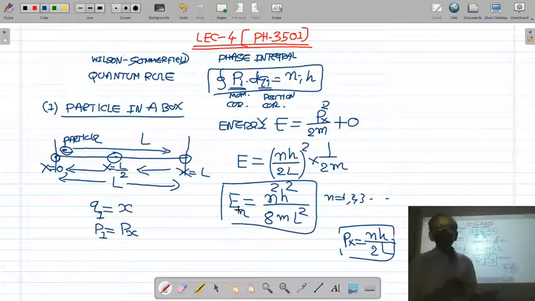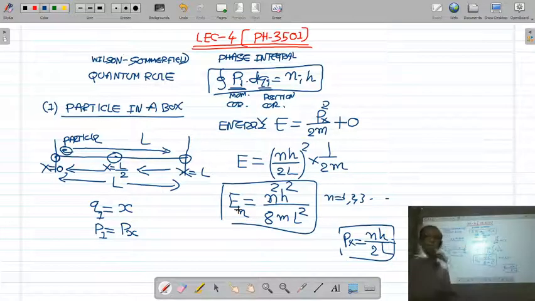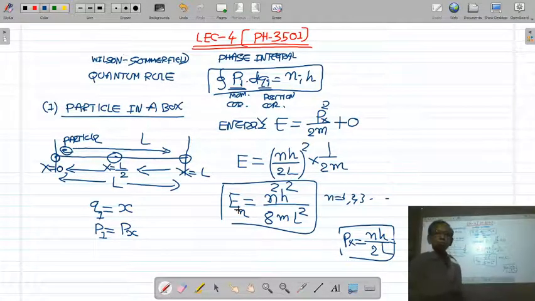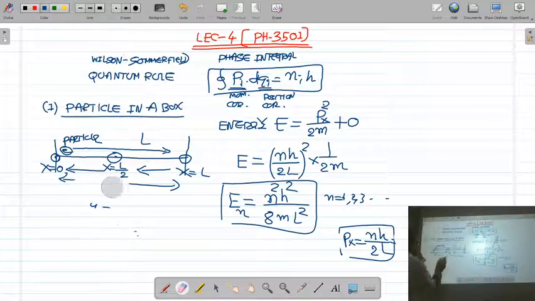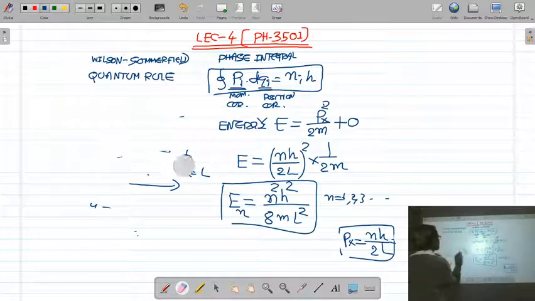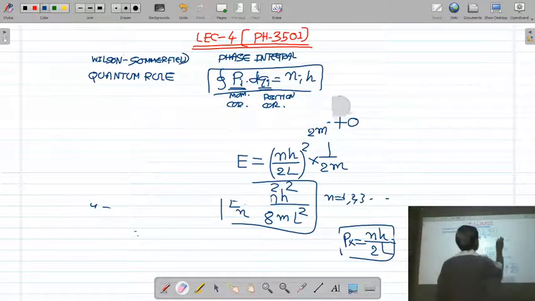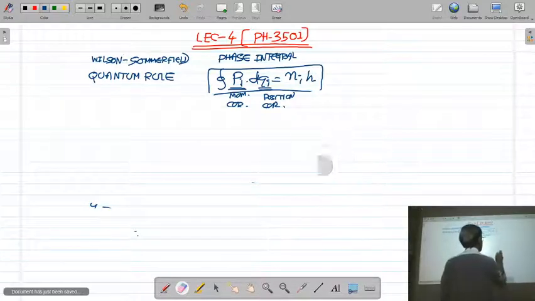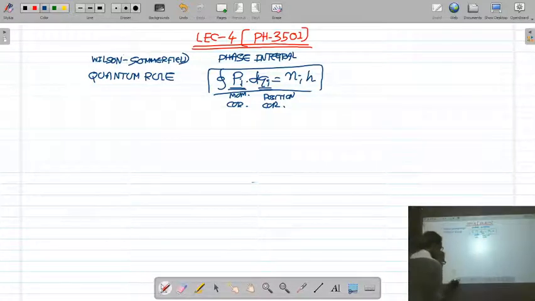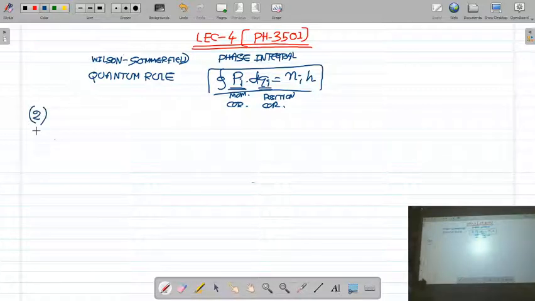Today we will take another example of a periodic system, that is a simple harmonic oscillator, and we will compute the energy of the simple harmonic oscillator using the phase integral. So the second example of a periodic system is a simple harmonic oscillator, and using this Wilson-Sommerfeld quantum rule, let us derive the energy of the simple harmonic oscillator.